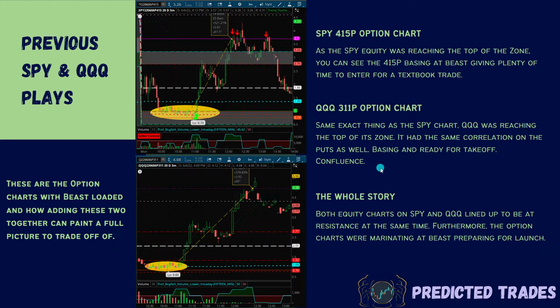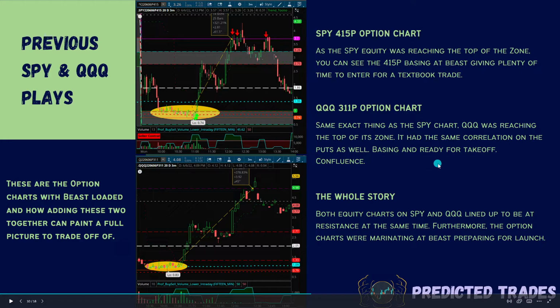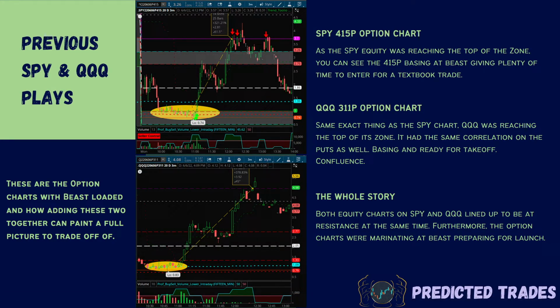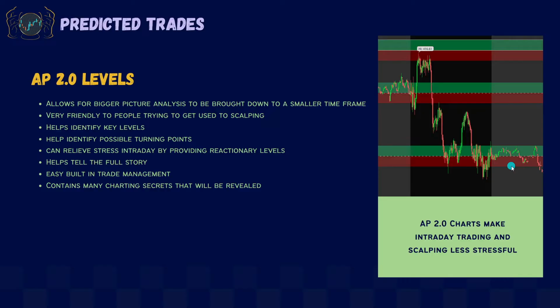The QQQ, same exact thing as the SPY chart. The Qs were reaching the top of its zone. It had the same correlation on the puts as well, basing and ready for takeoff. So basically, why do we tell you guys to have all these up at the same time? It's because it tells the whole story. Both equity charts on SPY and QQQ lined up to be at the resistance at the same time. Furthermore, the option charts were marinating at Beast, preparing for launch, and that's exactly what they did.